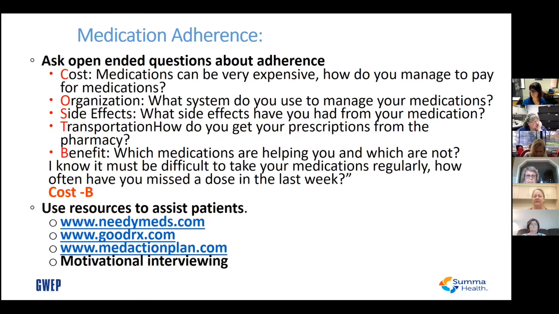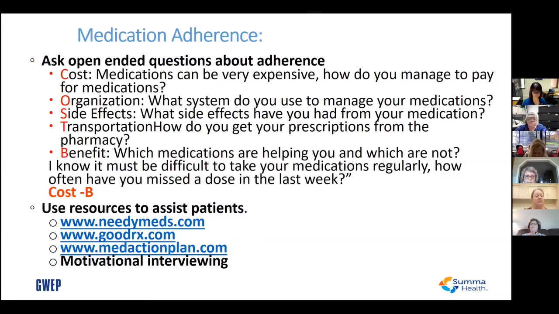We also screen for medication adherence. I have a mnemonic that I use for this as well. It's called COST-B. C stands for cost. I ask some open-ended questions, and the particular question I ask isn't one that you have to use, but just something you're comfortable with asking patients about their cost of medications. I usually look at their medications, and if there's one that's expensive, I say, how do you manage to pay for your medications with this one that I know is very expensive? Or just how do you manage to pay for your medications?